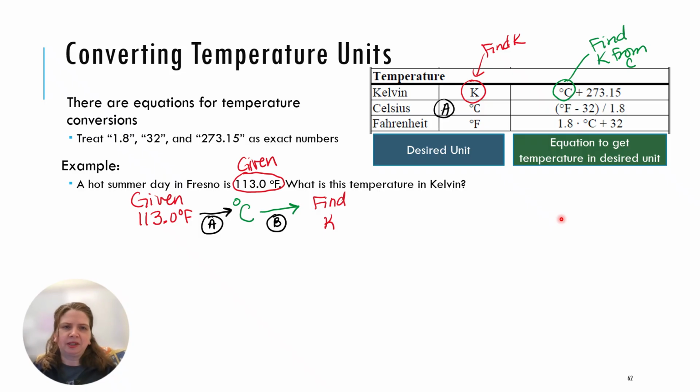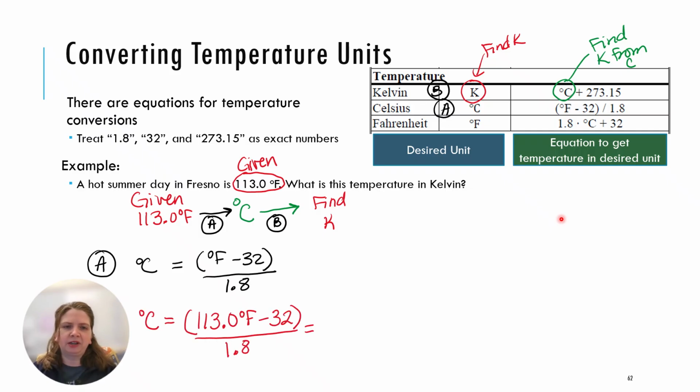Degrees Celsius is equal to Fahrenheit minus 32 divided by 1.8. Plugging in our temperature, 113 minus 32 divided by 1.8 is equal to 45. Based on the addition and subtraction rule, our numerator is significant to the tens place because 32 is exact. This difference is 81.0, which has 3 significant figures going into the division rule. Our answer is 45.0 degrees Celsius, which has 3 significant figures.